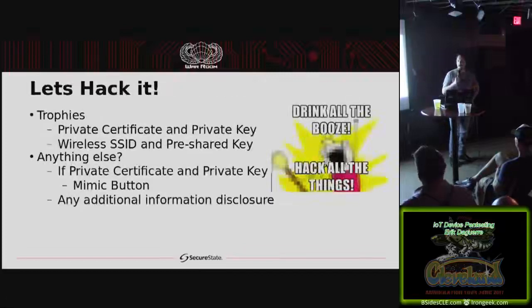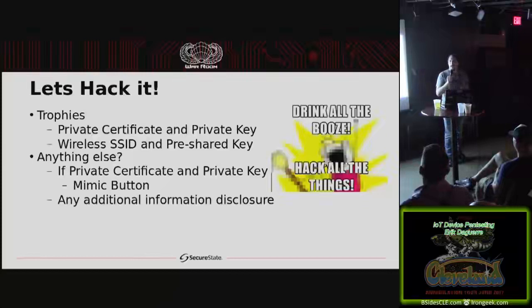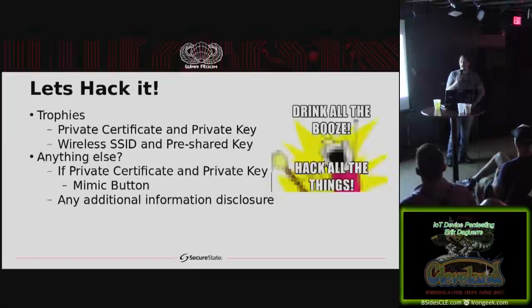So let's hack all the things, drink all the booze. So as I said, trophies. There's a private certificate and a private key associated with each Amazon Dash button. Next thing is your wireless SSID and pre-shared key. So these are the identified sensitive information that this particular device stores on it.